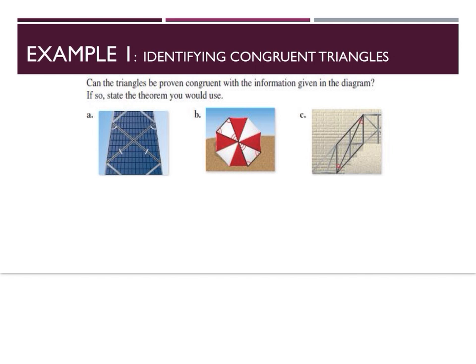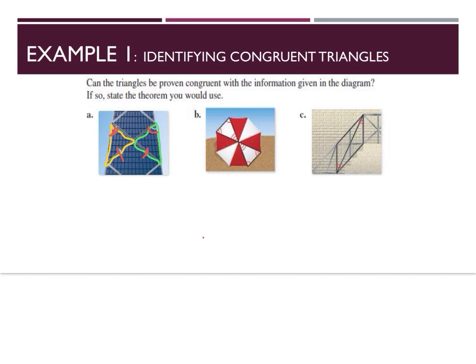All right, let's take a look at example 1, where we want to identify congruent triangles. Let's answer this question: can the triangles be proven congruent with the information that's given in the diagram? And if so, state the theorem you would use. Let's look at A. Where are the two triangles that we're trying to prove congruent? Let's take a moment to highlight.